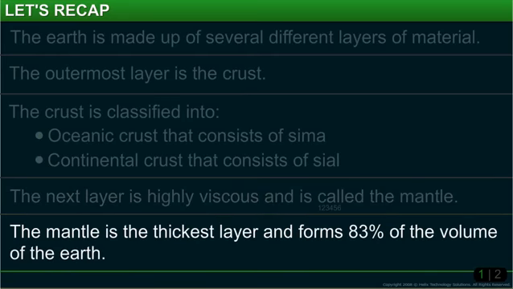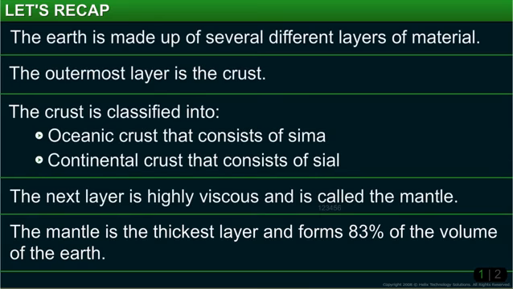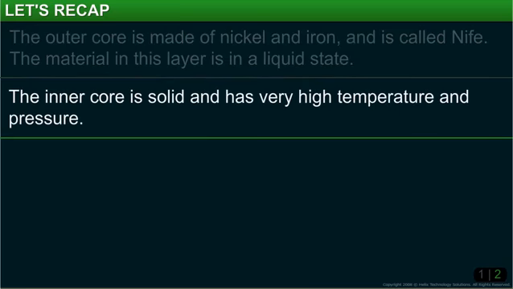The mantle is the thickest layer and forms 83% of the Earth's volume. The outer core is made of nickel and iron and is called Nife. The material in this layer is in a liquid state. The inner core is solid and has very high temperature and pressure.